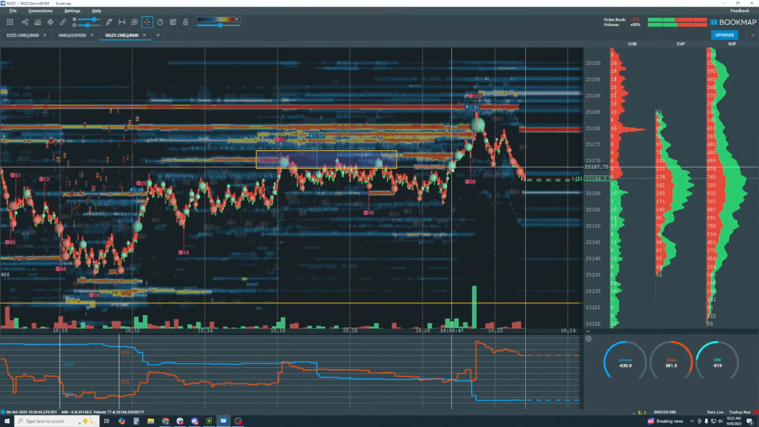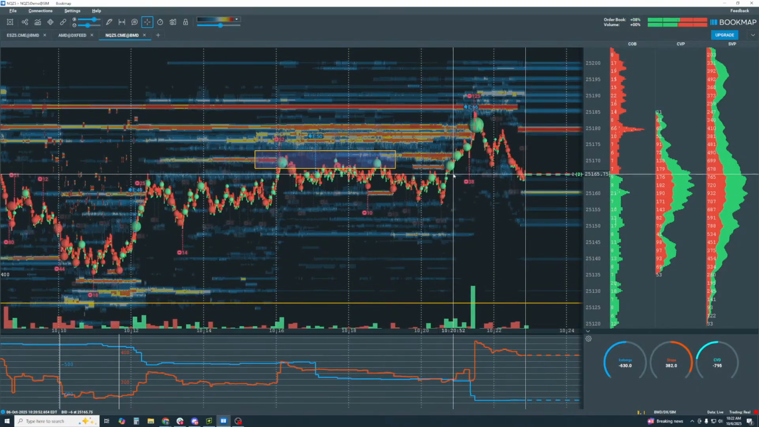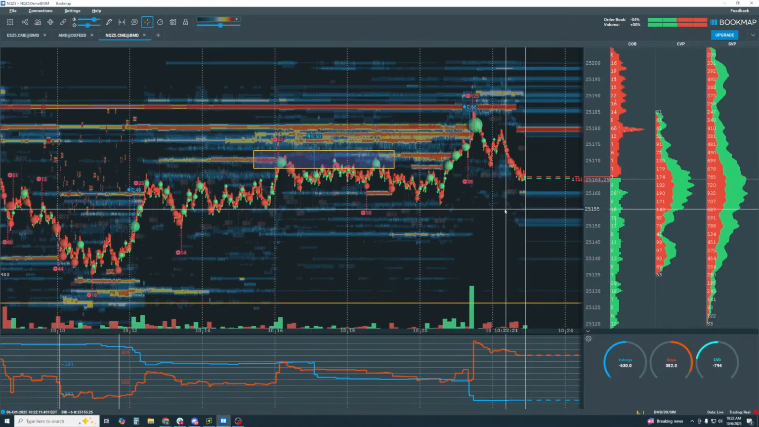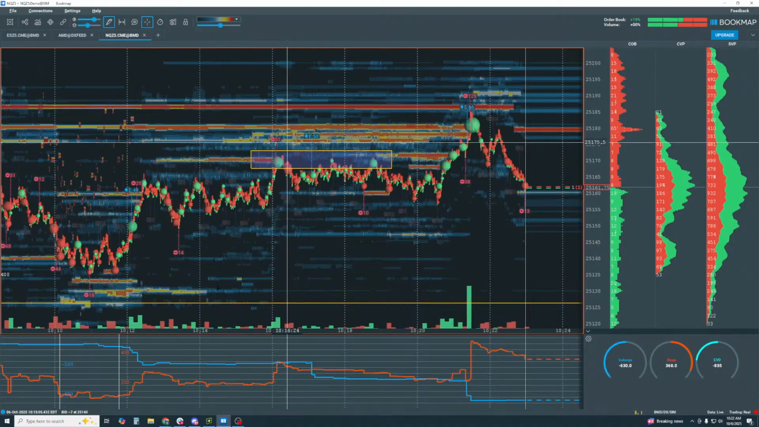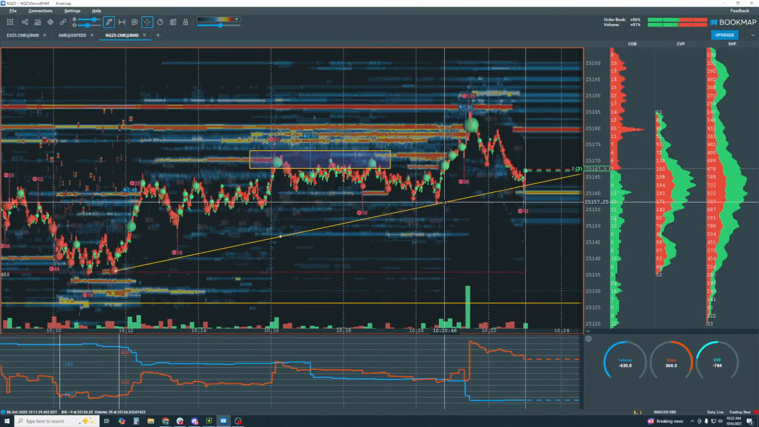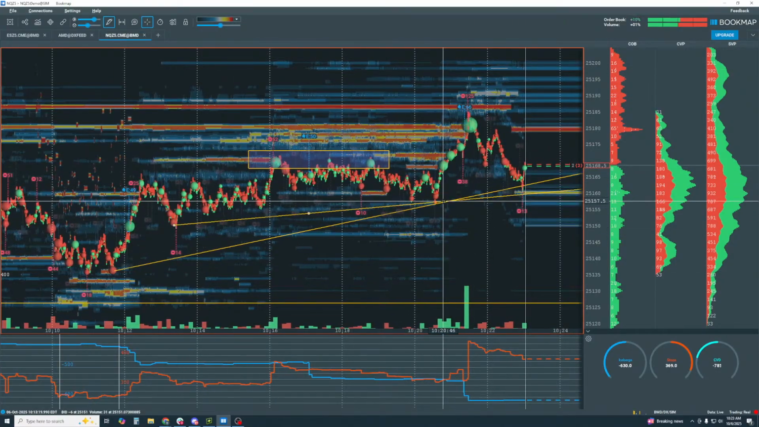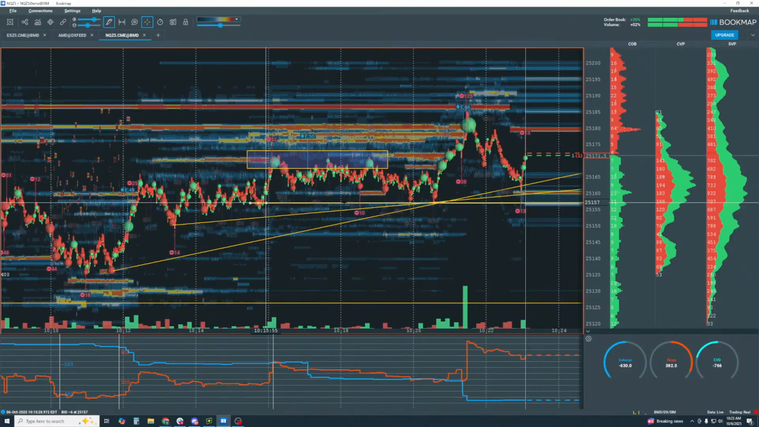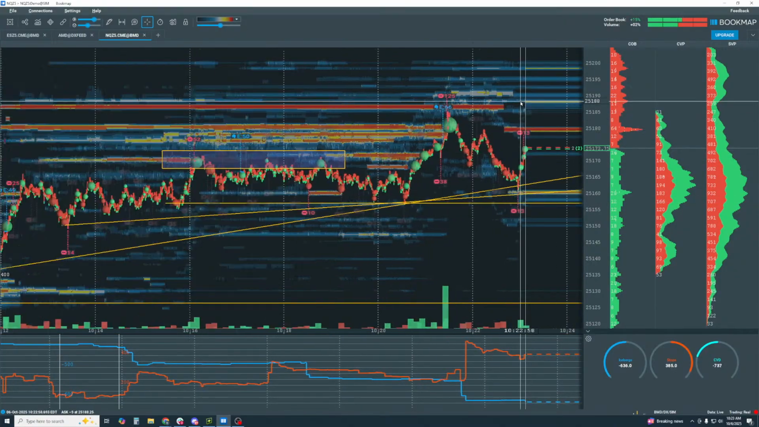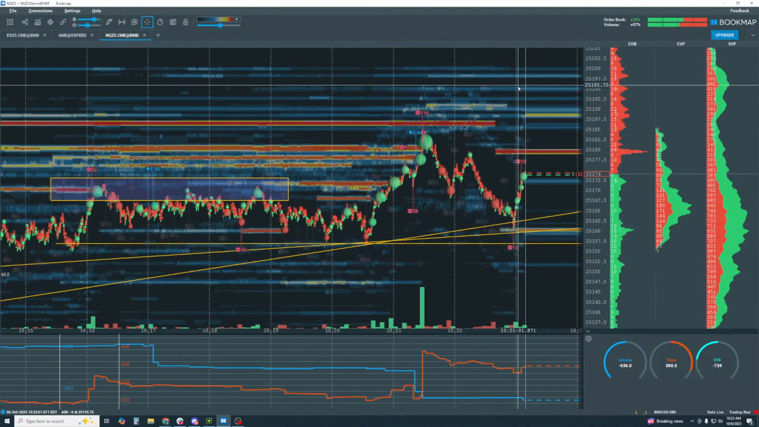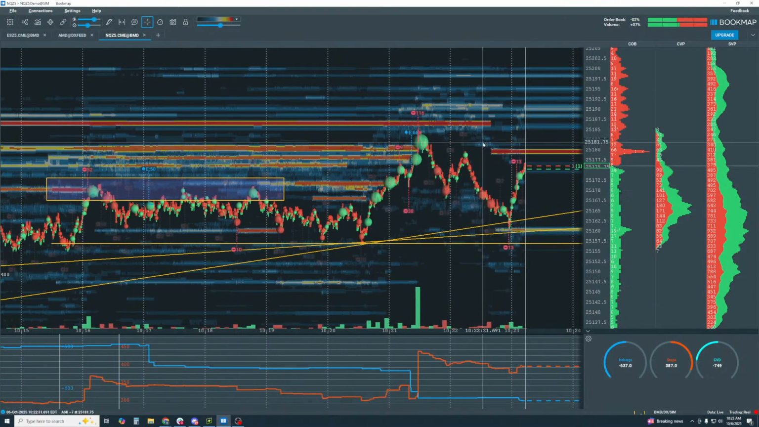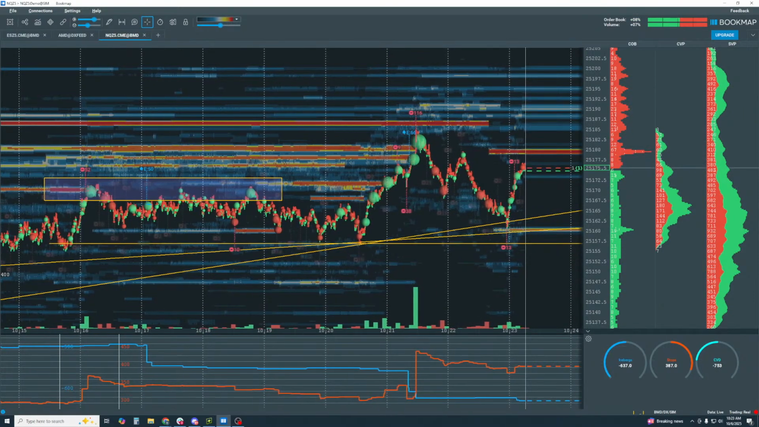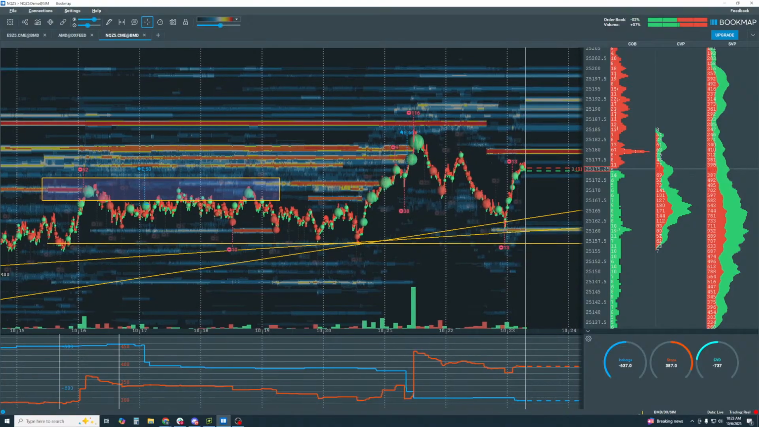A pullback again to where it broke out from, and I don't know at this point. We can start to look at market structure again. We can look at diagonals as well as the horizontals. All right, let's see. Any questions over here?